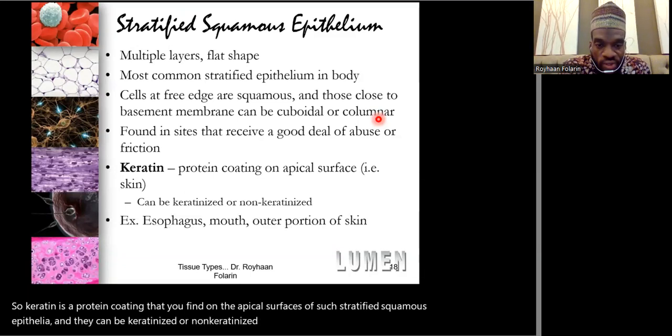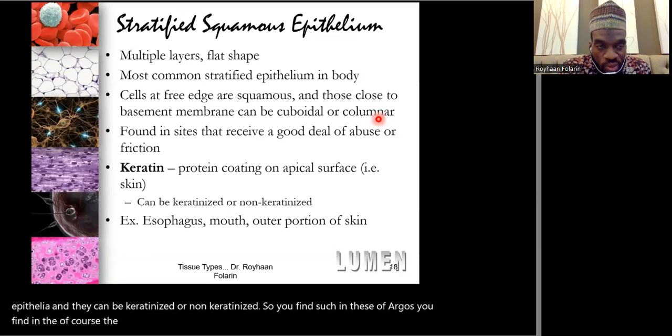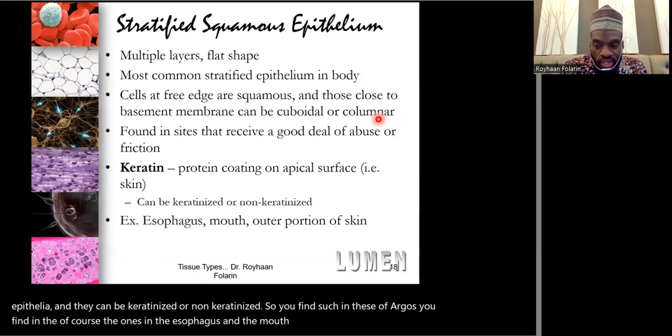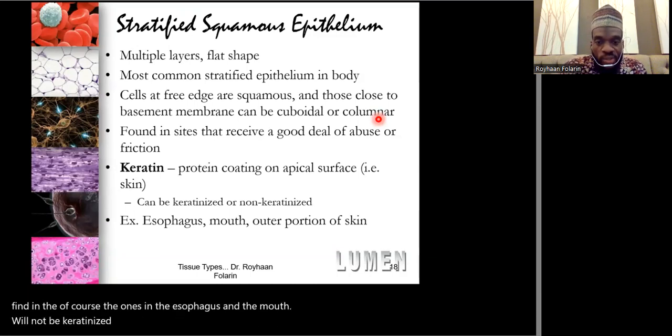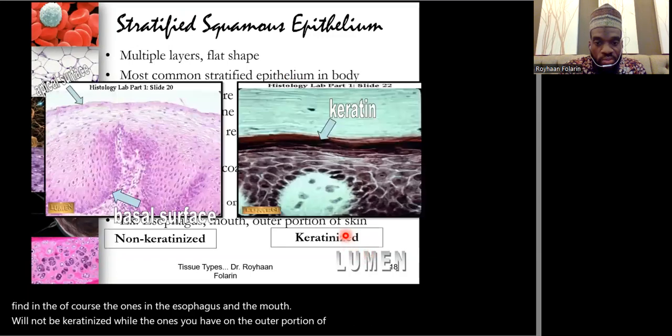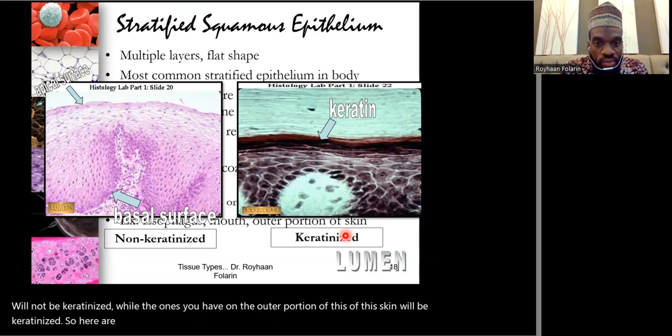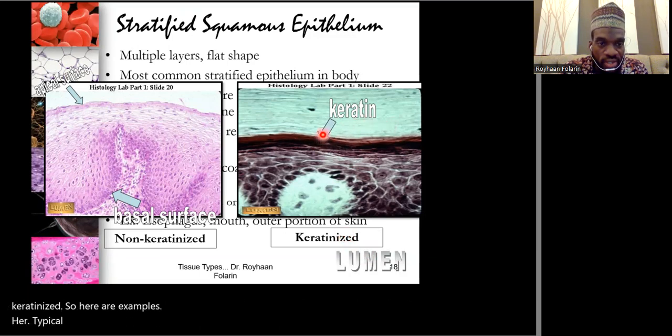You find such in the esophagus, and of course, the ones in the esophagus and the mouth will not be keratinized, while the ones on the outer portion of the skin will be keratinized. So here are examples, keratin illustration. So that's the keratin, and here is the apical surface of this epithelium. So here it does not have keratin, so it's non-keratinized.